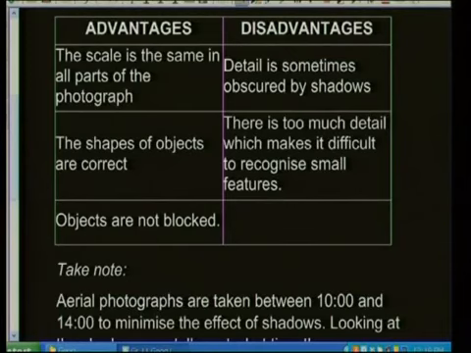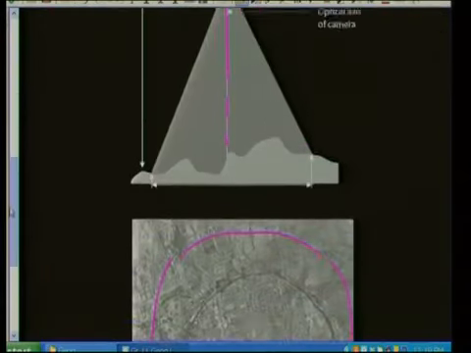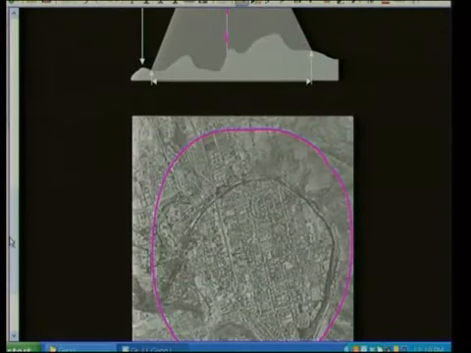And there is too much detail. For instance, features can be too small. If I look at this aerial photograph, can you see the amount of detail there? It's a lot. So you can't really interpret it 100% to make sure certain things are there. Smaller things will be very tiny.